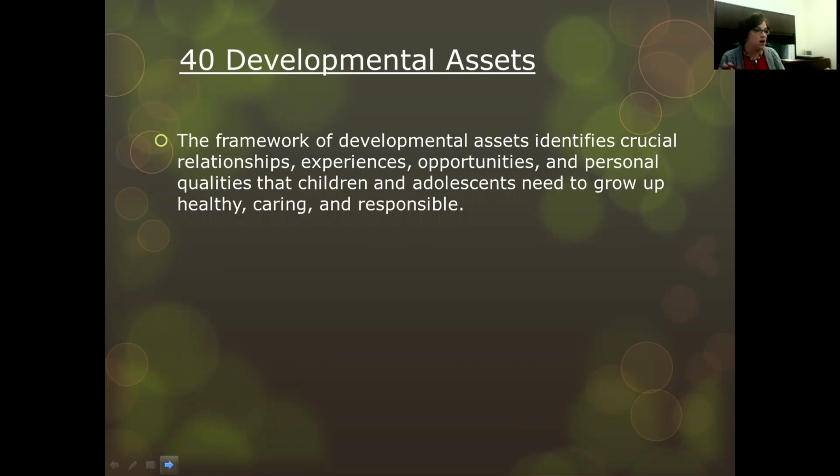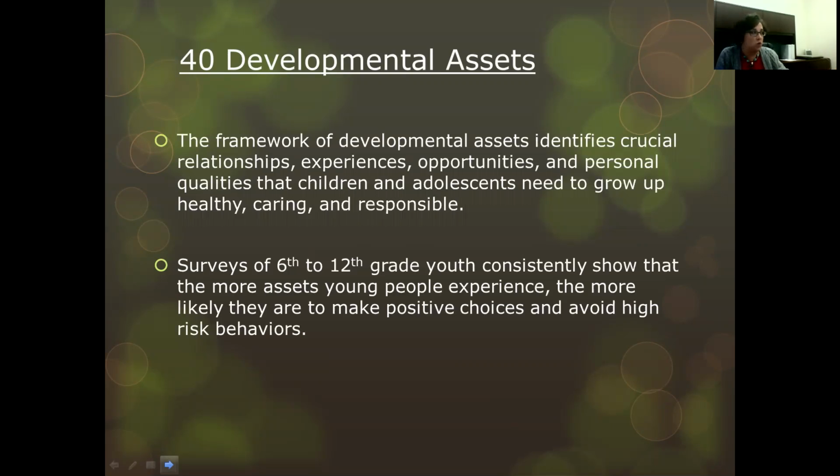They did surveys of 6th to 12th graders, thousands, if not hundreds of thousands of these surveys. And it showed the more assets that a young person can experience, the more likely they are to make positive choices and avoid high-risk behaviors. If you look at the Tough study results, showing that 4-Hers are less likely to be involved in risky behaviors, and then look at the developmental assets, you're going to see some comparisons there.